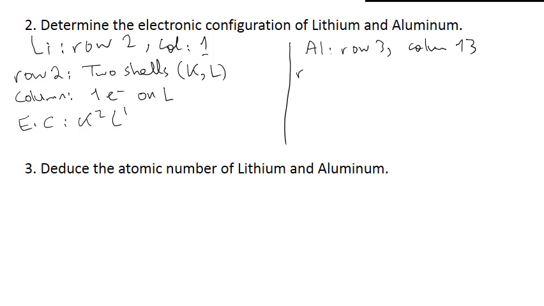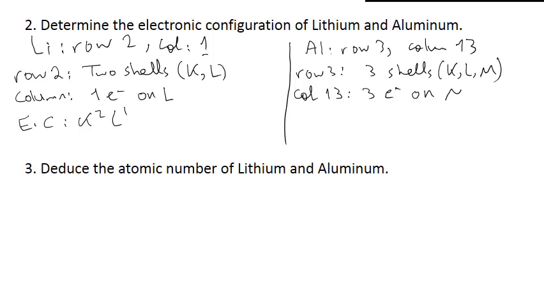Badia, aluminium Al is in row 3, column 13. So if it's in row 3, this means what? Yes, we have 3 shells, K, L, M. Column 13, this means what? Yes. On which energy level? On which shell? K, L, or M? 3 electrons on M. So what is the electron configuration? Yes. So this is how we determine. We should explain like this.